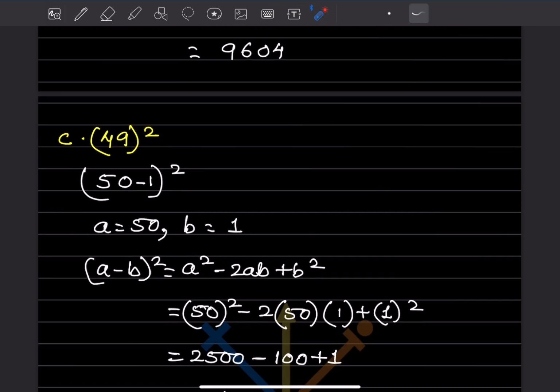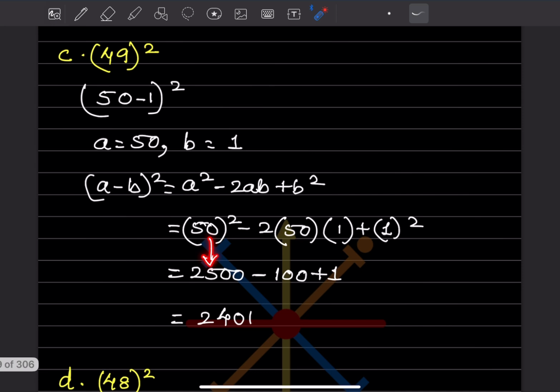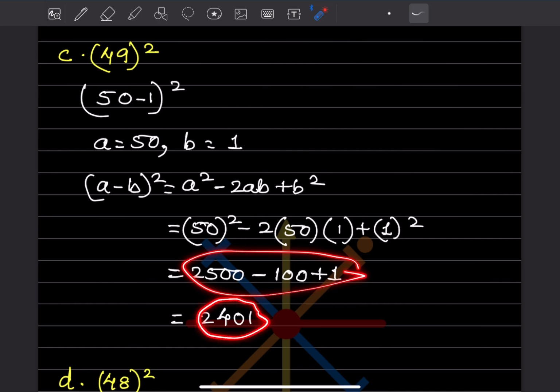Now for this one, 49 square, we can use (50 minus 1) whole bracket square. So A should be 50 and B should be 1. The same formula for (A minus B) whole bracket square. So now you will plug in the values. We know what is A and what is B. So this will be 2500 minus 100 plus 1. So it will be 2401.